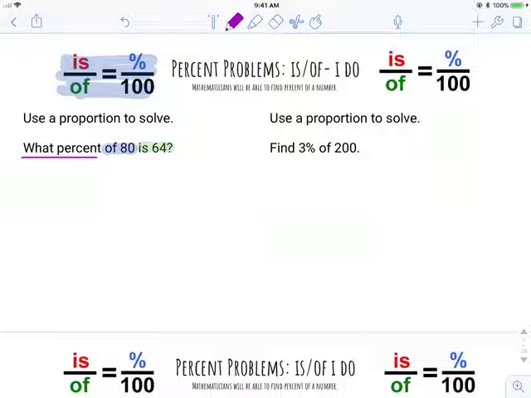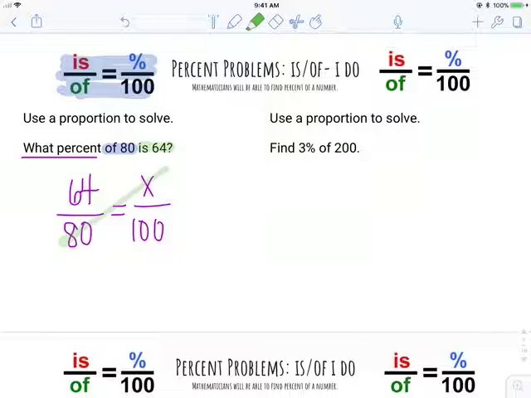So the is number is the number that follows the word is. So we're going to put 64 on top. The of number is the number that follows the word of. So we put 80 on bottom. And then the proportion picture shows equals percent over 100. Well, I don't know the percent. That's exactly what the question's asking me to find. So I'm going to call that x over 100. Then I'm going to cross multiply.